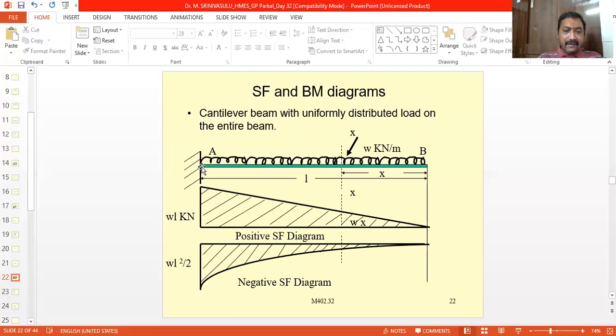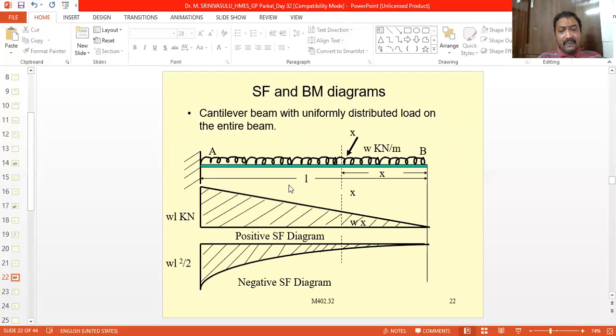So if you wanted to find out the bending moment at point A, the total load acting to the right of A will act. What is the total load? W into L is the load, and it is generally acting at the midpoint of this L. That is, it is acting at a distance of L by 2 from this fixed end. Now the moment becomes W into L into L by 2. So that is W into L square by 2.